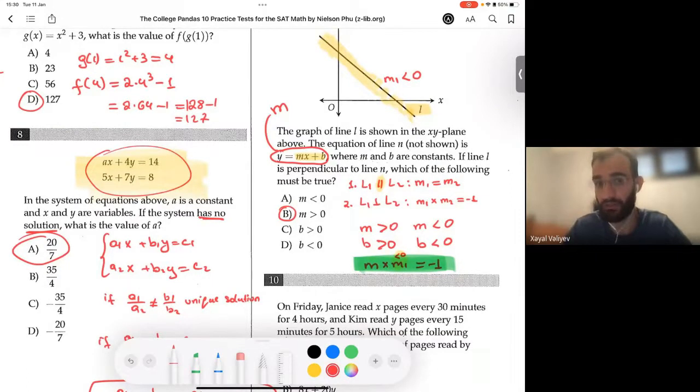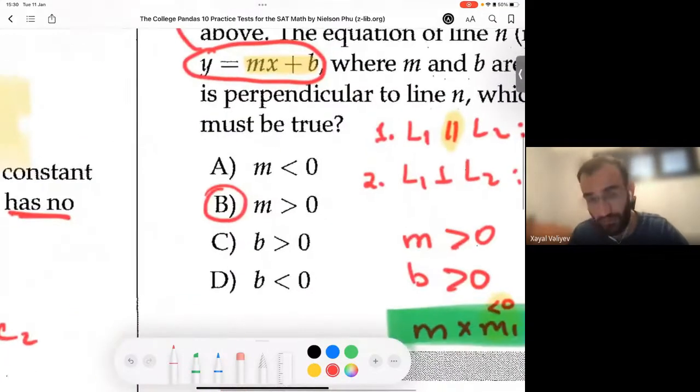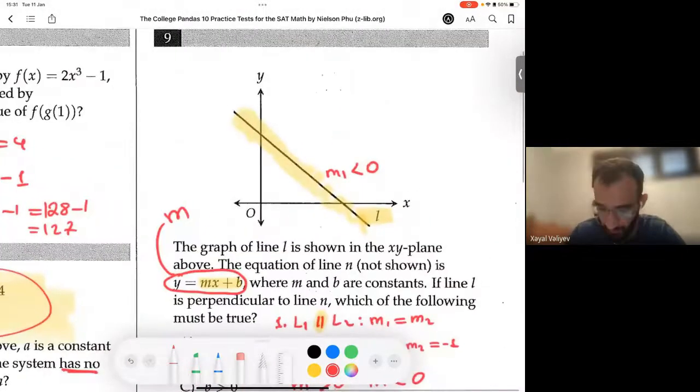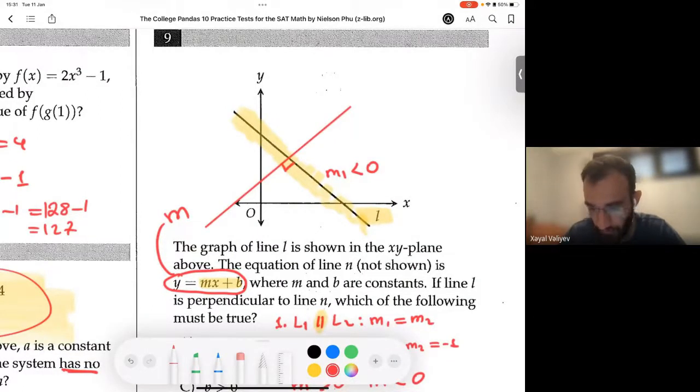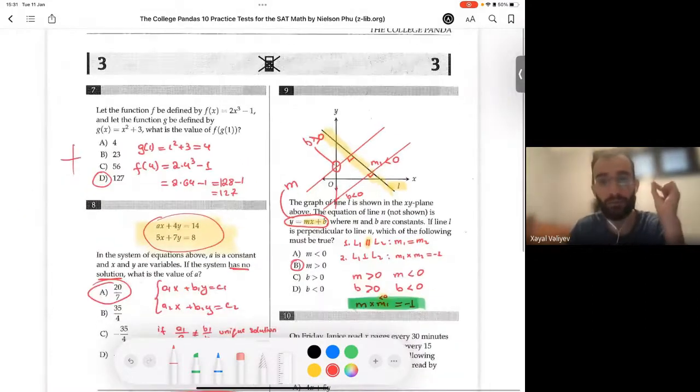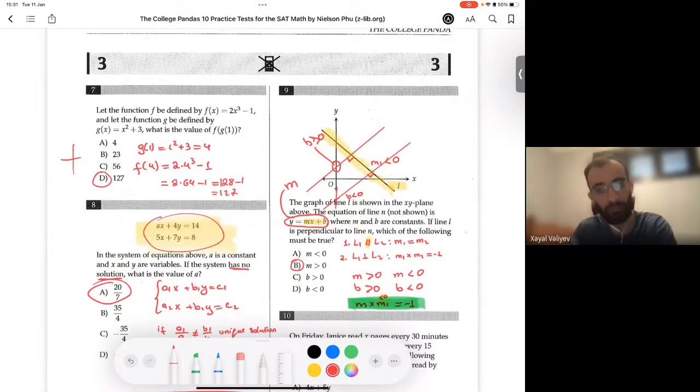Maybe b is greater than 0, maybe b is less than 0. We cannot decide whether b is bigger or smaller, because the line is perpendicular. I can sketch a line like that, which is perpendicular, or I can sketch a line like that, which is still perpendicular. For the first case, b, the y-intercept, is greater than 0 and the line is perpendicular. For the second case, the line is perpendicular but b is less than 0. That means it's not possible to determine whether b is positive or negative from the perpendicular case.